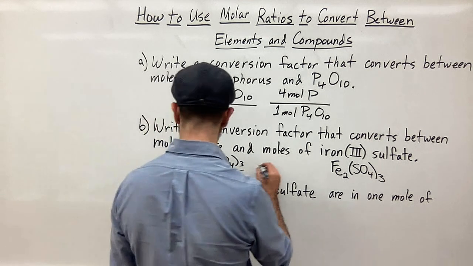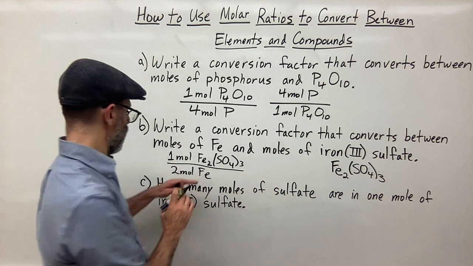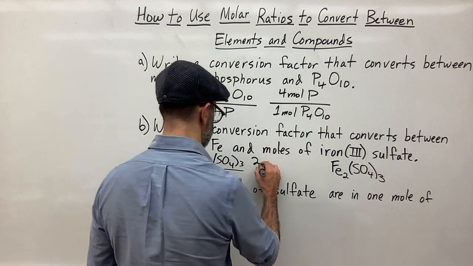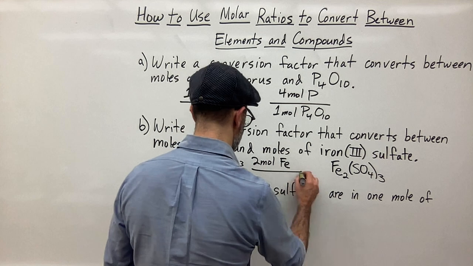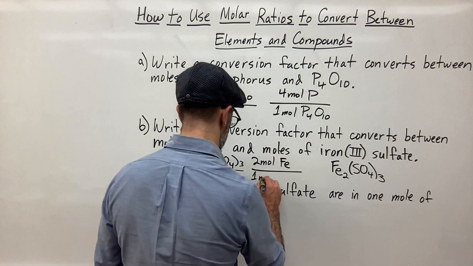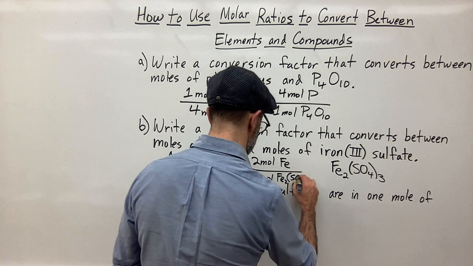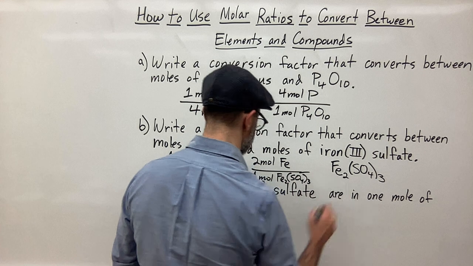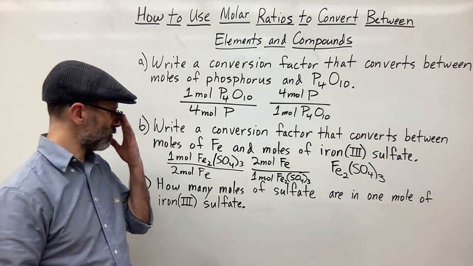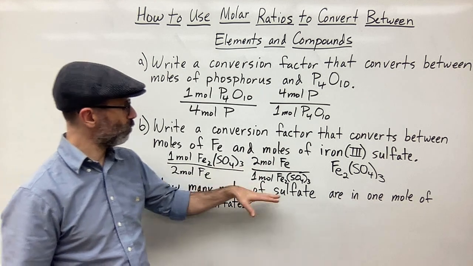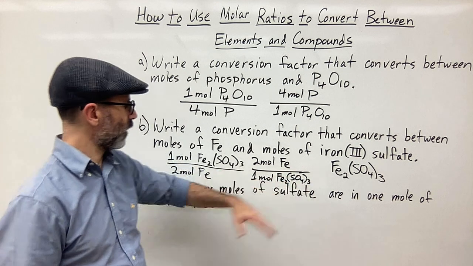And then again, of course, I could flip it. So instead of 2 moles of iron on the bottom, I could put that on top. So I get 2 moles of Fe on the top, and then I have 1 mole of Fe2(SO4)3 on the bottom. So these would be the conversion factors that convert between moles of the Fe2(SO4)3, the iron 3 sulfate, and the iron.